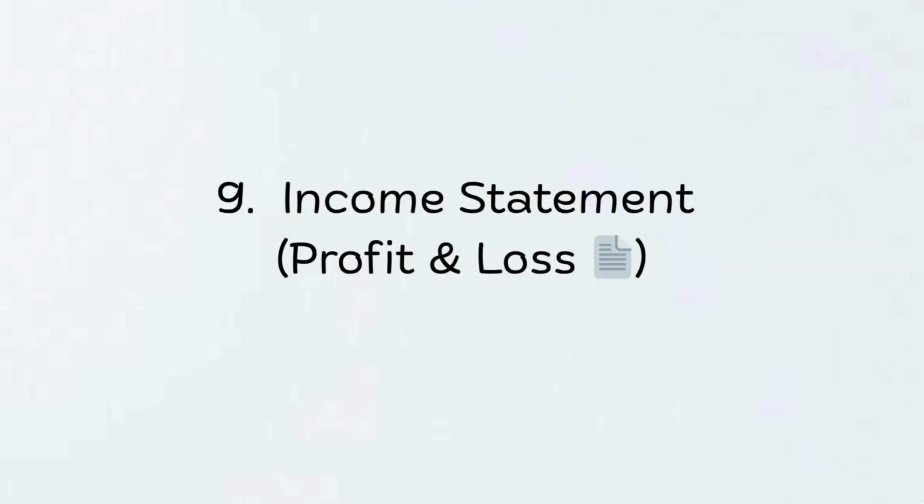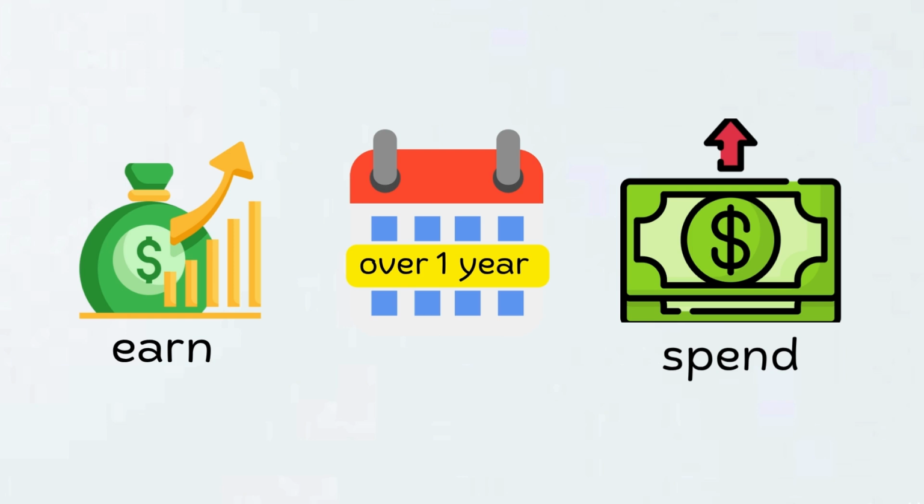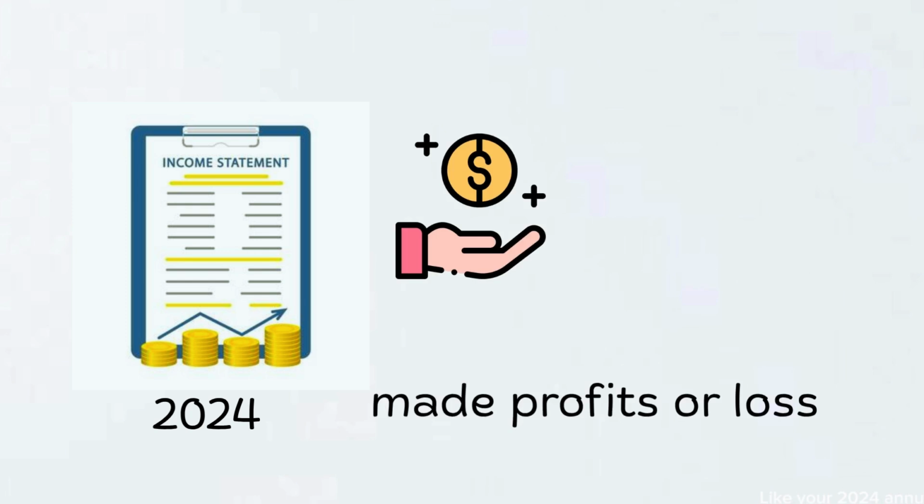9. Income statement. This one tells the story of how much you earned, spent, and kept over a period, say a year. Like your 2024 annual report card. Did I make money or lose it this year?